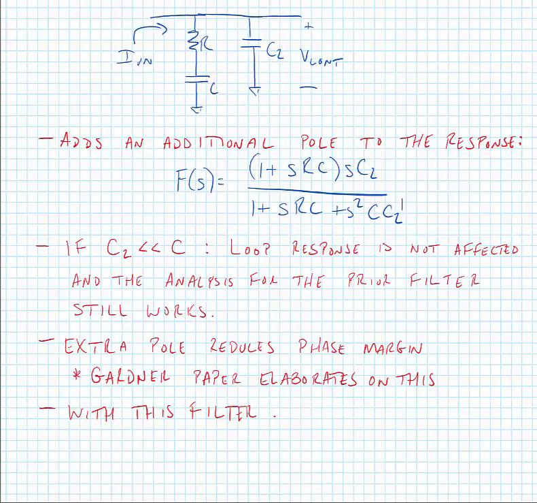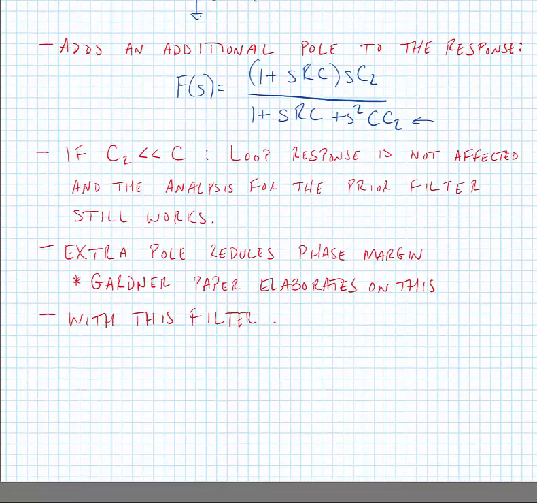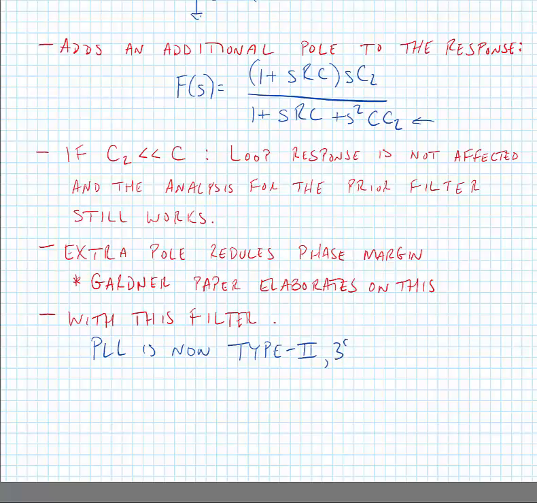One thing that should be noted is that having this extra pole in the loop filter reduces the phase margin, because we now have an additional 90 degrees of phase shift around the loop. The Gardner paper that we referenced elaborates on this if you're interested. We should note, though, that with this filter, the PLL is now technically a type 2 third order PLL.